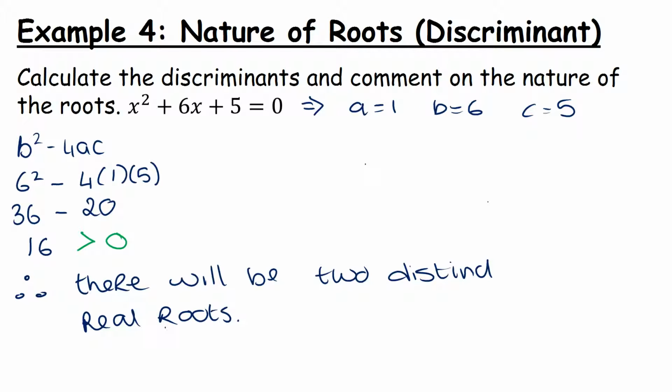So if that number had been negative, we would have been able to make a different comment on it. If that number had been 0, we would have been able to make a different comment on it. But when we worked out the discriminant is 16, and because that was greater than 0, we're able to say that there are two distinct real roots.